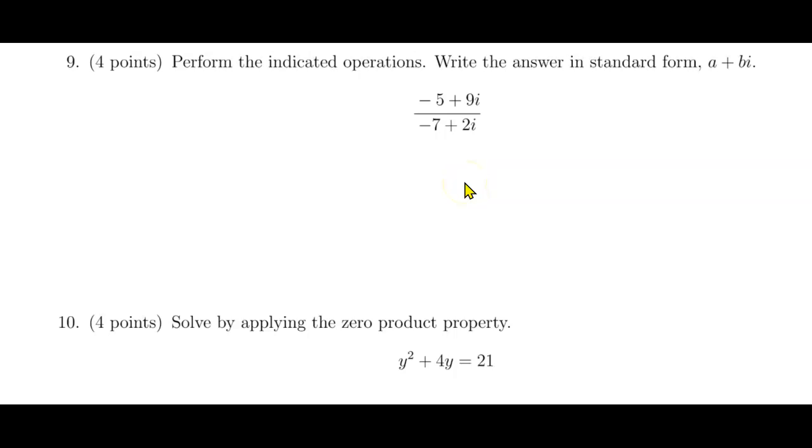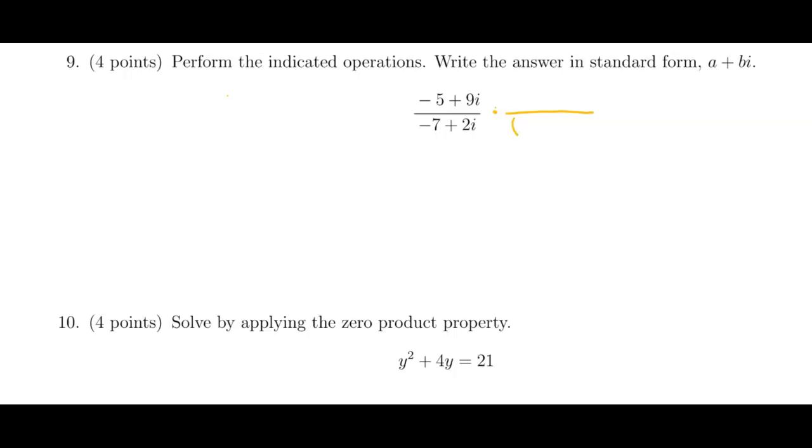Okay, so question number 9, exam number 1, right? So what we have here is division of two complex numbers. As we learned, every time you have an expression dividing a complex number by another one, you need to multiply by the conjugate. You need to multiply by the conjugate of the bottom one. So what is the conjugate of the bottom one?